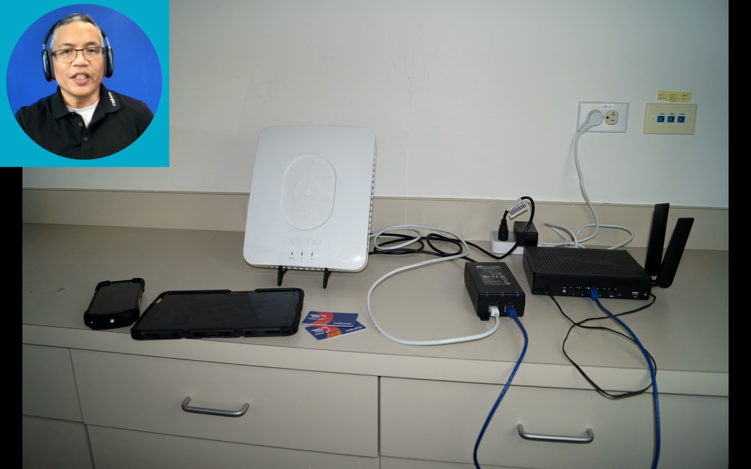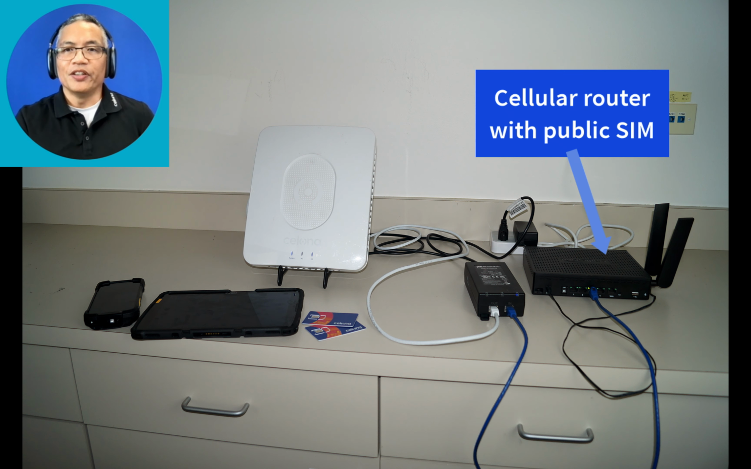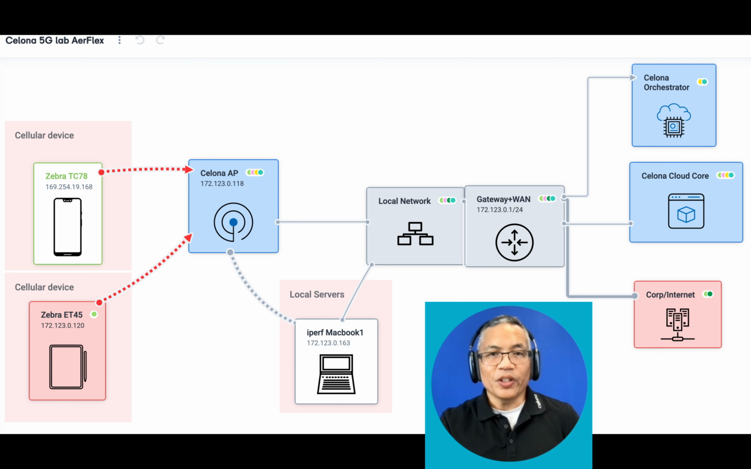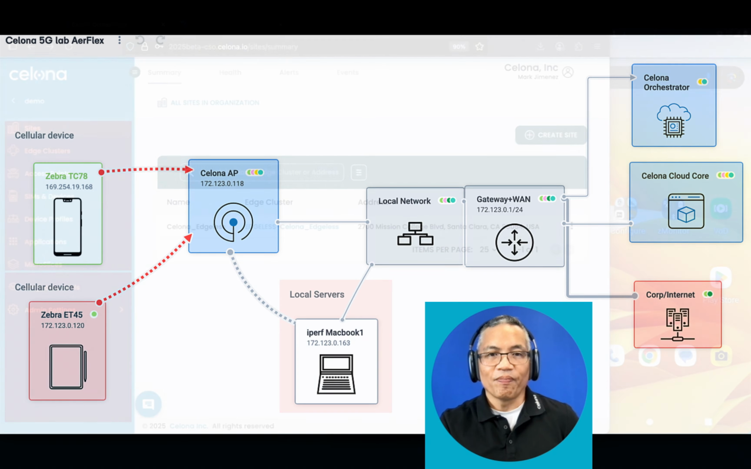In this topology, I have a cellular router with a public provider SIM. This represents the enterprise network. The Celona access point is connected to this router. Also connected to this router is this laptop, which has an IP address of 172.123.0.163. The laptop has USB connections to a Zebra ET45 tablet and Zebra TC78 handheld scanner for screencasting.